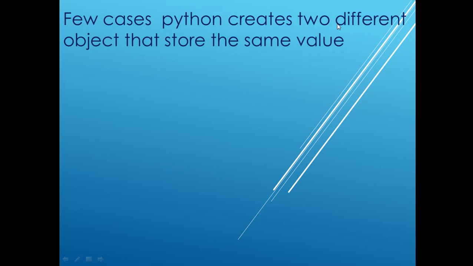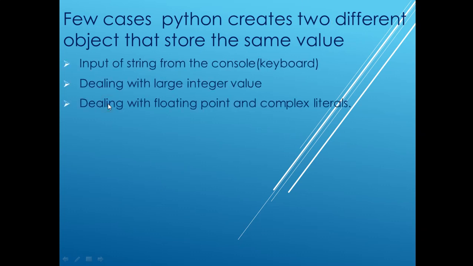In a few cases Python creates two different objects that store the same value. In the case of S1, it stores the value directly assigned, and in S2 the value is provided with the help of the user. So two different objects are created. Okay, so these are the 3 points that you need to remember. What are the few cases where the is operator does not return true?